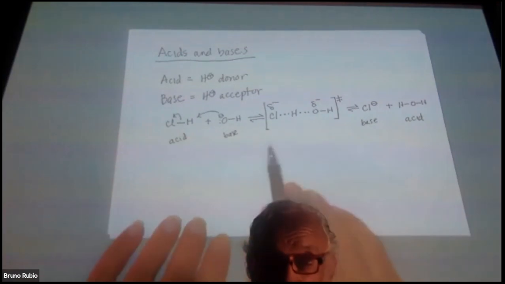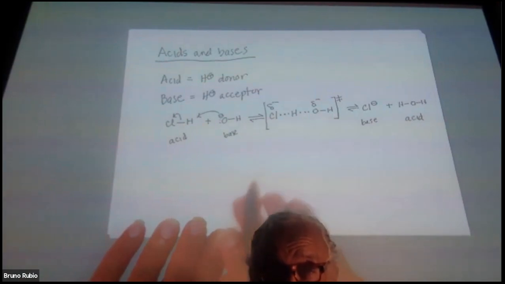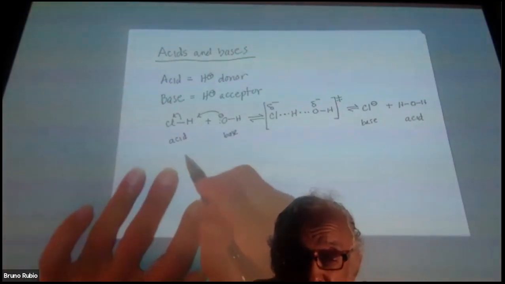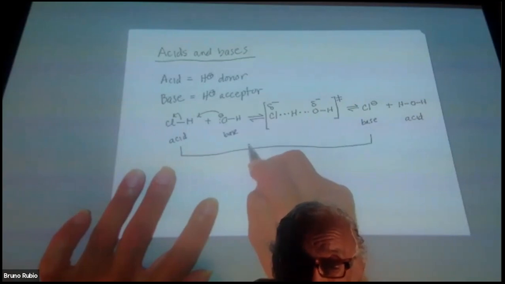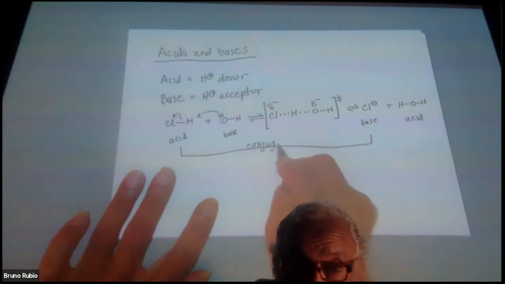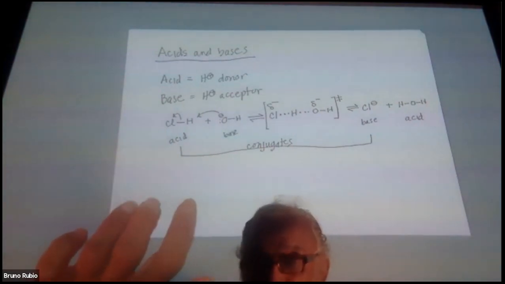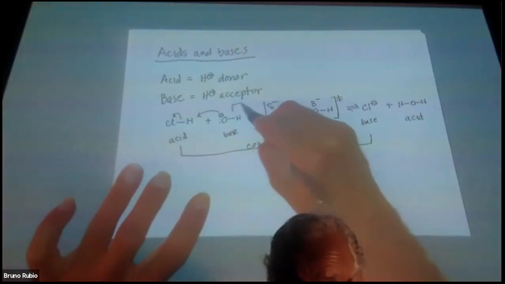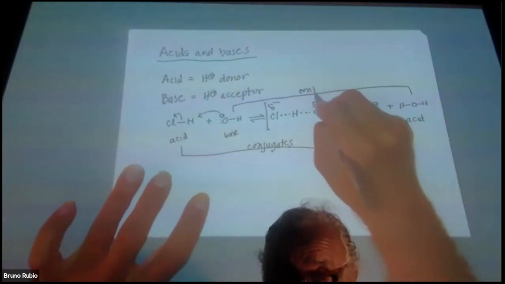Now, here we have an illustration of two very important terms when we talk about acids and bases, and that is the idea of conjugate acids and conjugate bases. So HCl and Cl minus, these are conjugates. HCl is the conjugate acid and Cl minus is the conjugate base. OH minus and H2O, these are also conjugates.